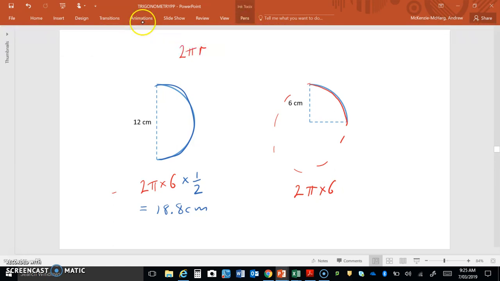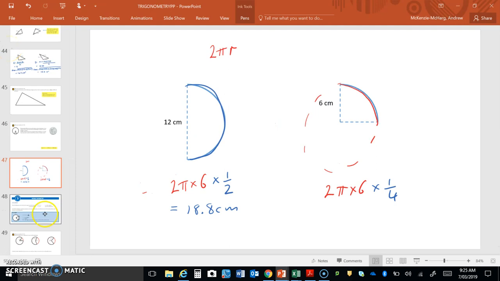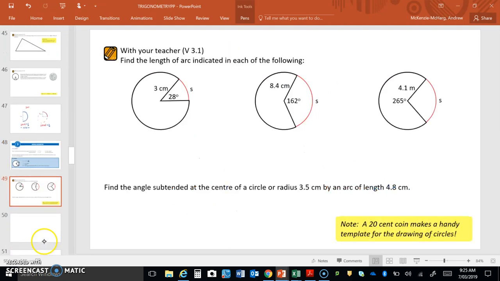Now really similar over this side, for the full circle, 2 pi by 6, and instead of a half, this is a quarter of a circle, so we multiply by 1/4. So if we've got particular portions of a circle, we just multiply by the fraction of the circle that the arc makes up. Okay, but that's not always the case. Sometimes you might have an angle traced out and you don't have exactly half a circle or a quarter or 3/4. So what do we do in that case?